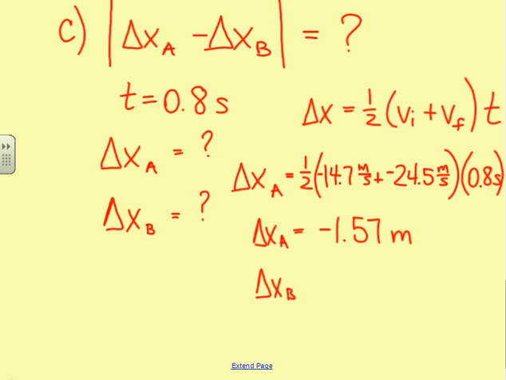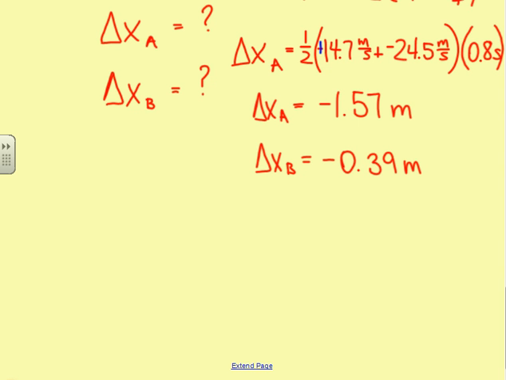For ball B, there's only one small difference. And that one small difference is that instead of a negative 14.7, I have a positive 14.7. When I plug that into my calculator, I end up getting negative 0.39 meters. So I subtract one of these from the other, and I find that the distance between them is 1.18 meters. Again, a reasonable number.